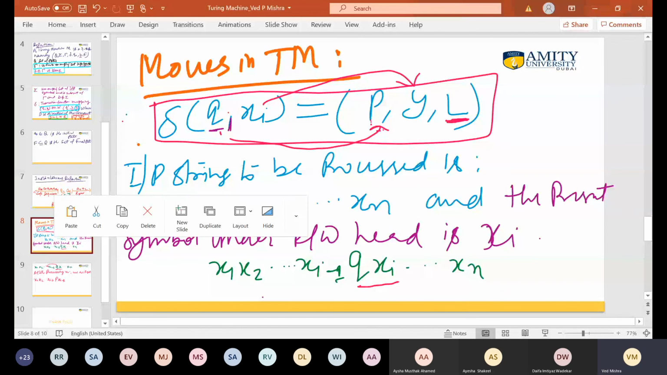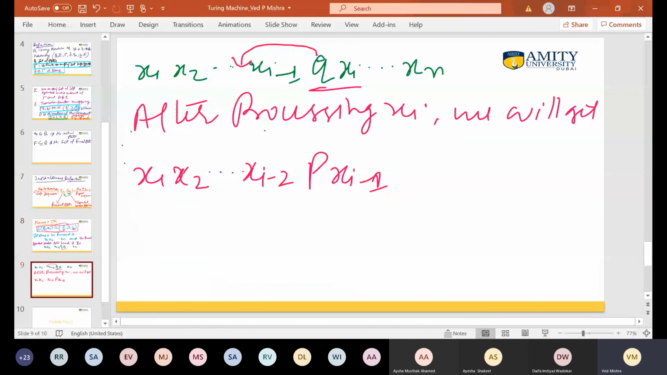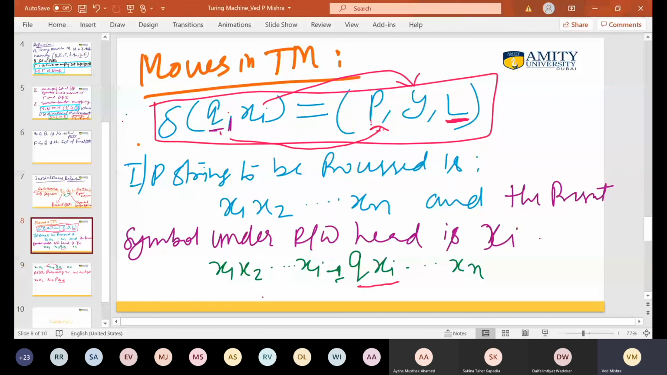So suppose that q is not becoming p. q is not changing, so it is q only. If you move one symbol left, it will go before xi minus 1, or not? Yes, sir. That's how it is going before xi minus 1. And q became p, that's why we are writing p. If q is q only, we will write q. Okay. So after xi minus 1, what was the symbol? xi, isn't it? xi is becoming what?